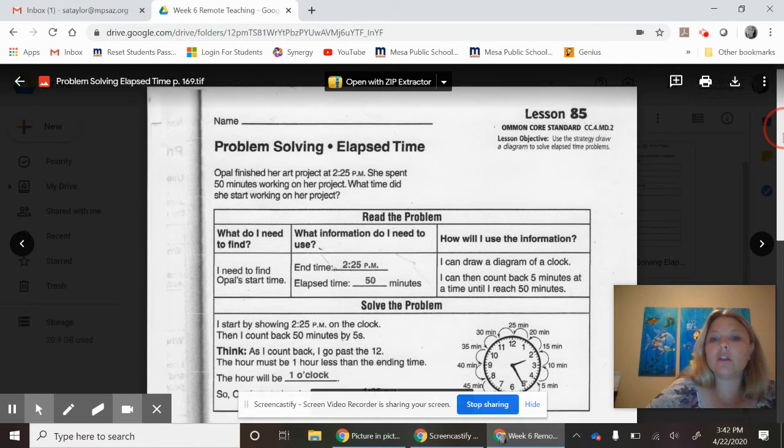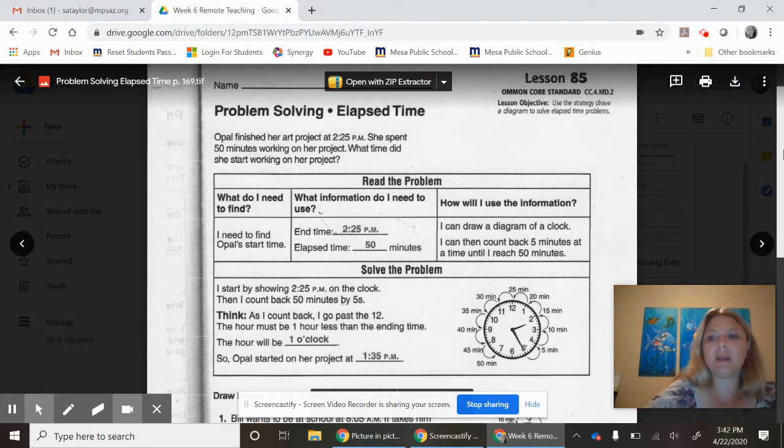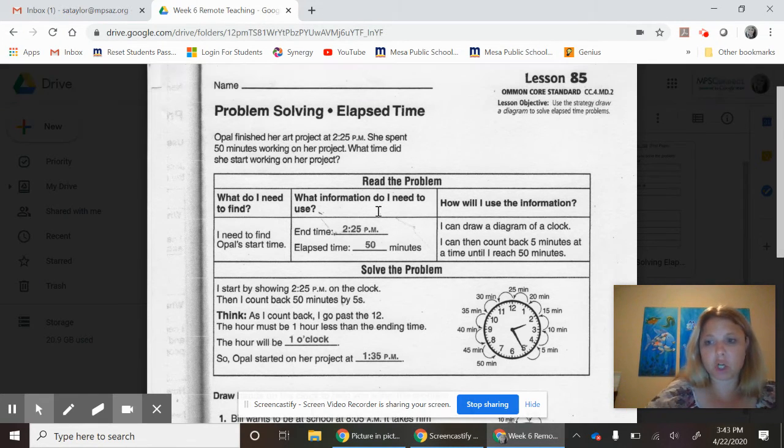Well, you need to look at the situation and be able to lay out your information to where it makes sense to you. If it helps you to draw a picture about the situation, you can do that. And the author decided to kind of lay it out in some type of chart form. You could do that too. So, what do you need to find out?